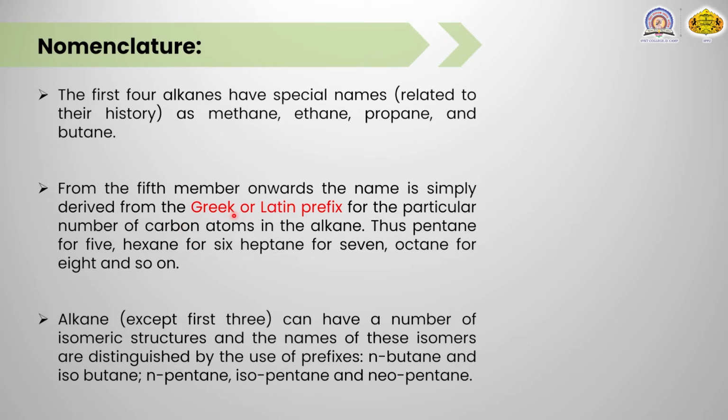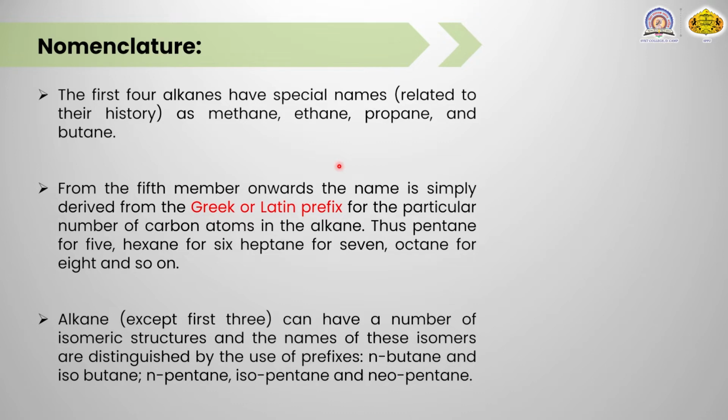Nomenclature. The first 4 alkanes have special names: methane, ethane, propane and butane. From the 5th member onward, the name is simply derived from the Greek or Latin prefix for the particular number of carbon atoms in the alkane. Thus pentane has 5 carbons, hexane has 6, heptane has 7, octane has 8 carbons, and so on. For example, nonane for 9 carbons and decane for 10 carbons. So nomenclature is basically given by the number of carbons present in the compound.